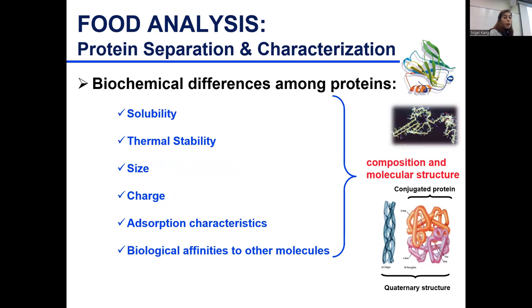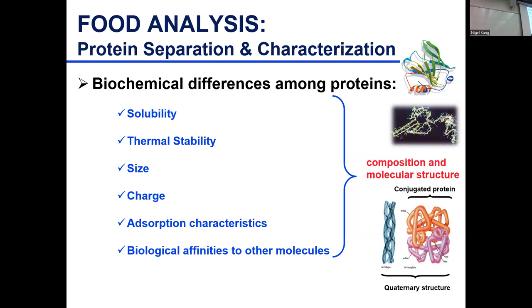Biochemical differences among proteins. So again, proteins have different molecular weight. They have different shapes. Some of them are globular. Some of them are fibrous. So they have different size, different shape, different molecular weights. They have different charge. They have different thermal stability.